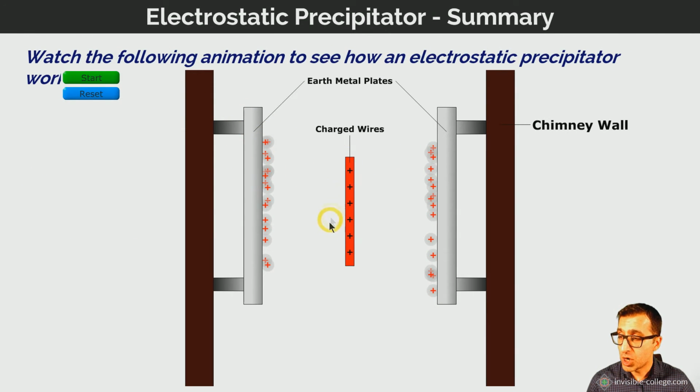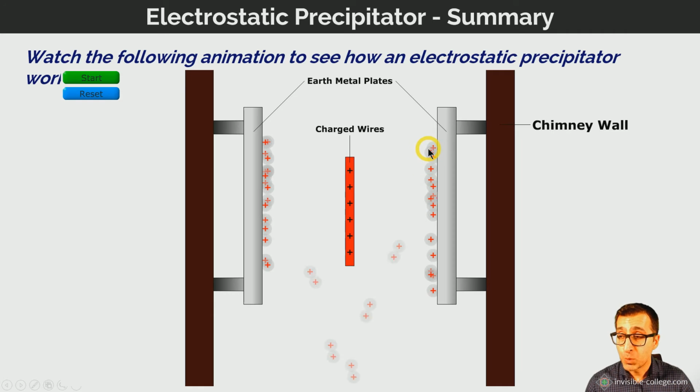So what we have here is charged wires. This is the middle of a chimney through which we've got smoke coming from, for example, a power station. The smoke contains all kinds of pollutants and dust particles. So as those particles move upwards, the charged wires cause these particles to become positive and repelled from the charged wire. They then stick to these earth metal plates.